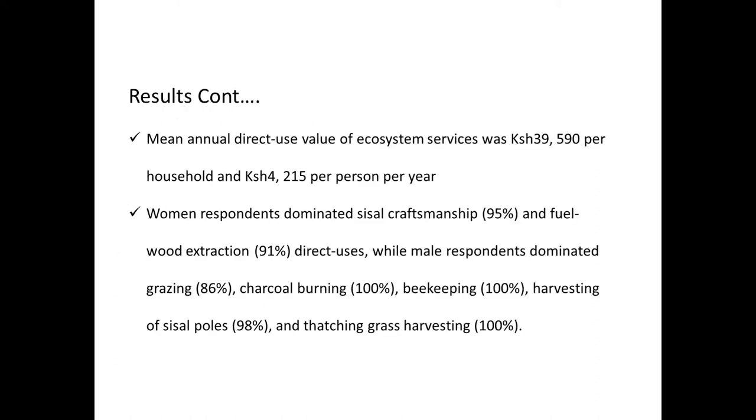When we calculated the mean annual direct use value of ecosystem services from the park, we found that it is about 39,590 shillings per household per year, which is about 4,215 shillings per person per year benefit from the park. Now, women respondents dominated size of craftsmanship at 95% and fuel wood extraction at 91%, while males dominated grazing, charcoal burning, beekeeping, harvesting size of poles, and touching grass harvesting.